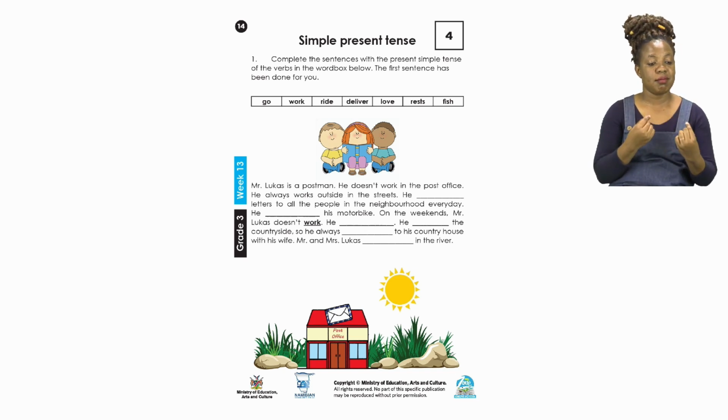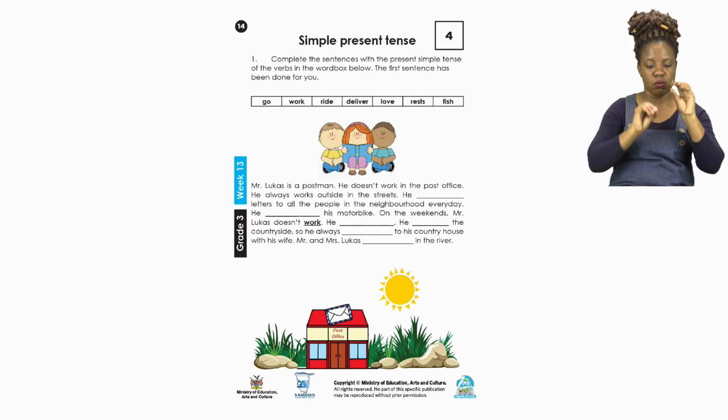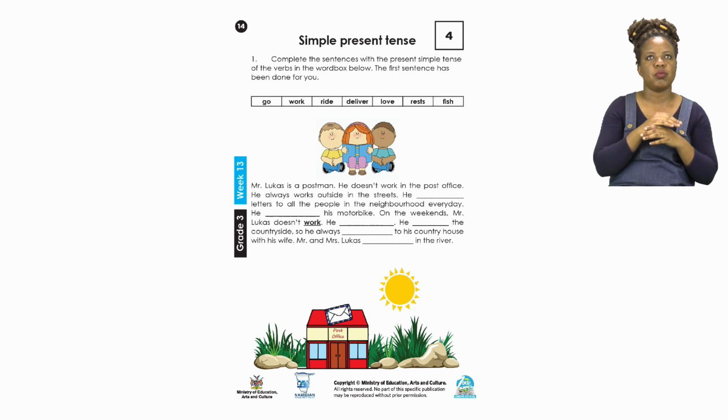It is going to be our job to complete the sentences with the simple present tense of the verbs in the word box below. So before we do that, let's read the words in the word box. We have the words go, work, ride, deliver, love, rest, and fish. Now it's our job to change these words into simple present tense.